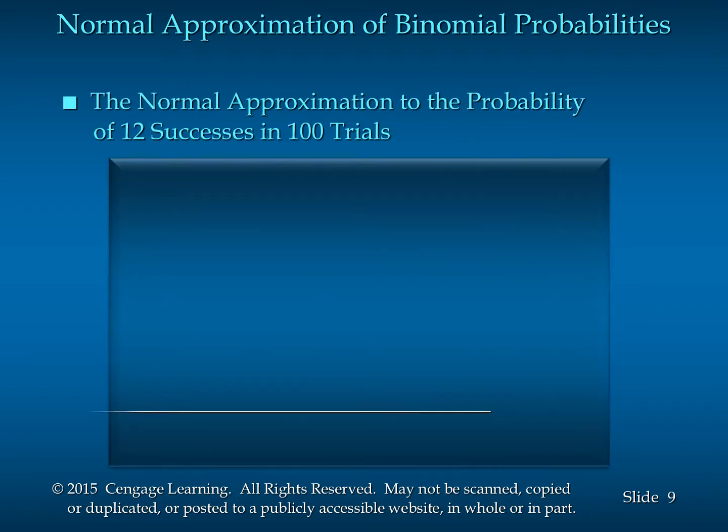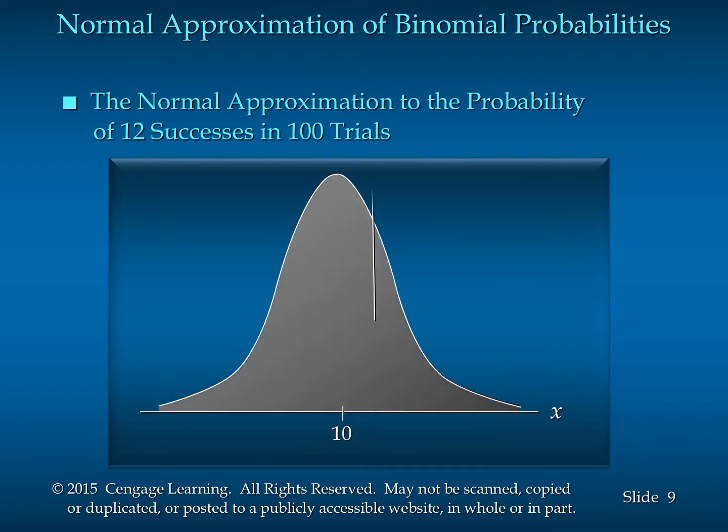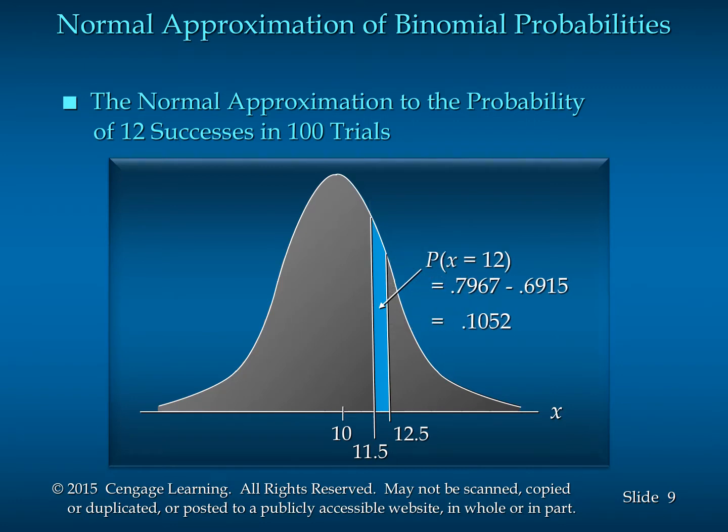Given those two probabilities, we can determine the area under the standard normal curve between those two z-values or those two x values by subtracting the two areas. That gives us 0.1052, or just over a 10% probability of being between x of 11.5 and 12.5. Since we are representing a discrete probability, this 10% is the probability of being exactly 12 in our binomial.